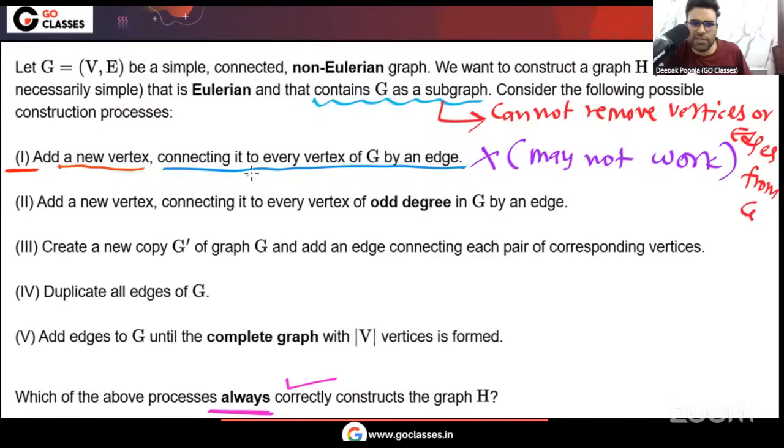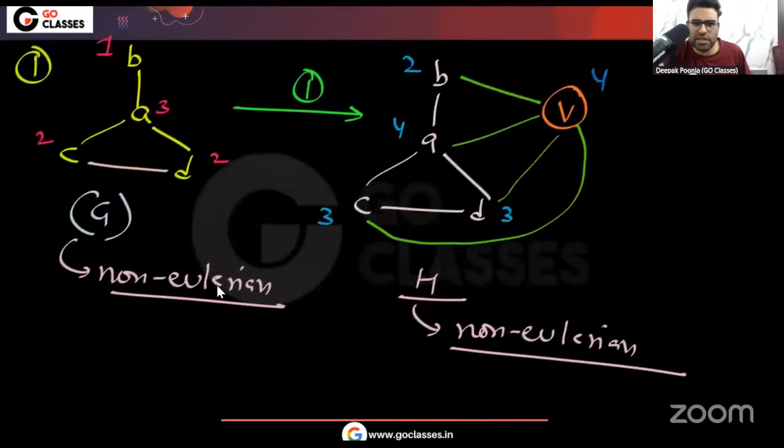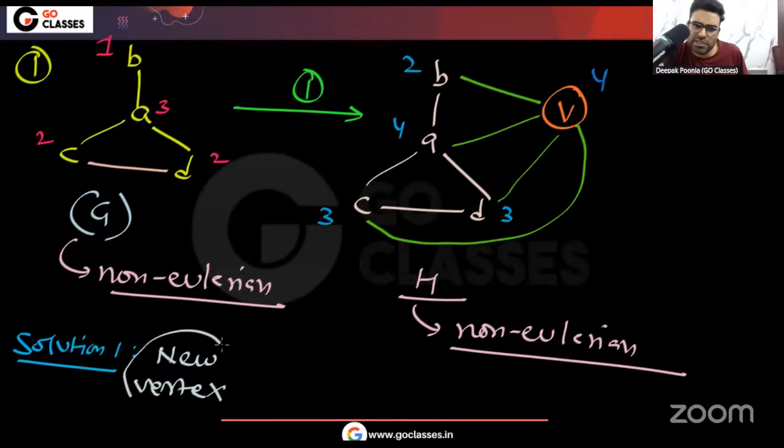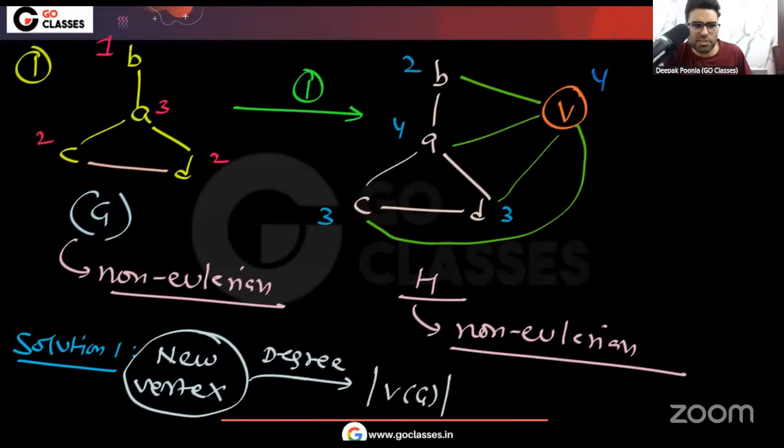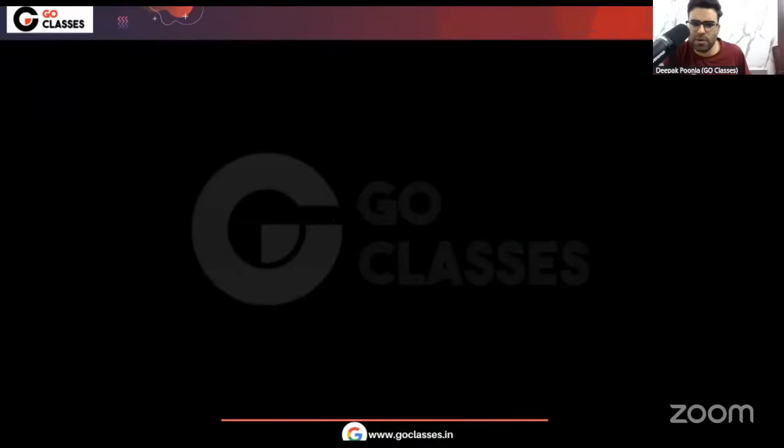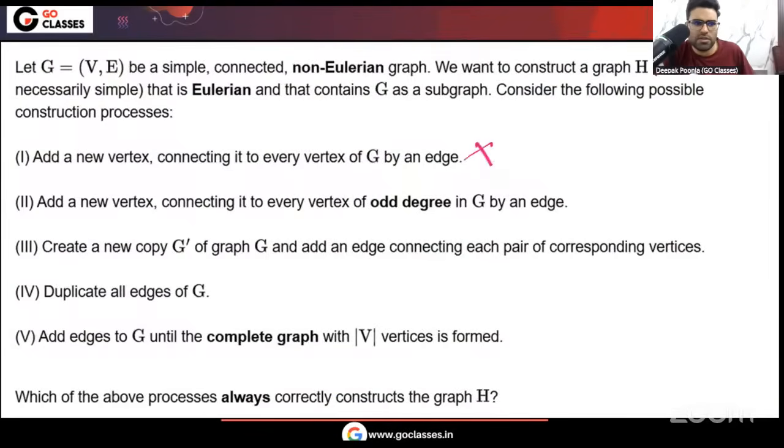What is the problem in the first solution? In the first solution, the new vertex that you are adding, what will be its degree? That will be equal to the number of vertices in G. Very simple point. Notice that if in your graph G the number of vertices is odd, then in the new graph this new vertex will have odd degree. So definitely I can say that this solution 1 may or may not work. It will not always work. Okay, let's see solution 2. So solution 1 is not always correct.